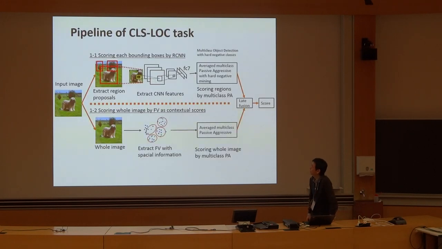So this is our pipeline for the classification and localization task. Our pipeline consists of two systems. One is an R-CNN based system, and the other is a Fisher vector based system. From the R-CNN based system, we can obtain the class score for each region. From the Fisher vector based system, we can obtain the contextual score for each image. Those scores are fused lightly, and we get the final score. Another key point, another novel part of our system, is a multi-class object detection with hard negative classes. I will explain this multi-class object detection later in this presentation.